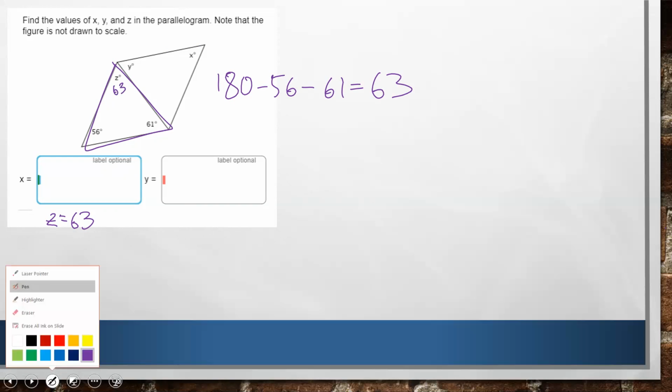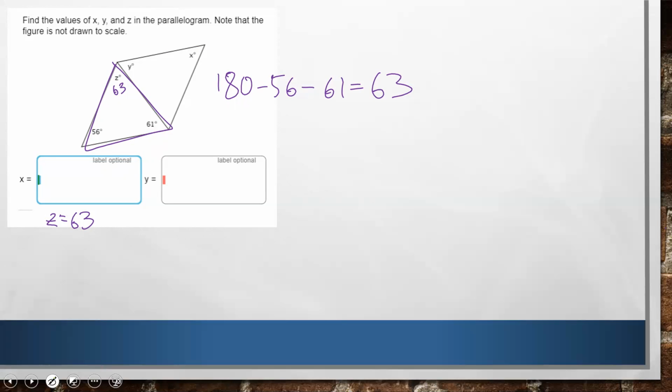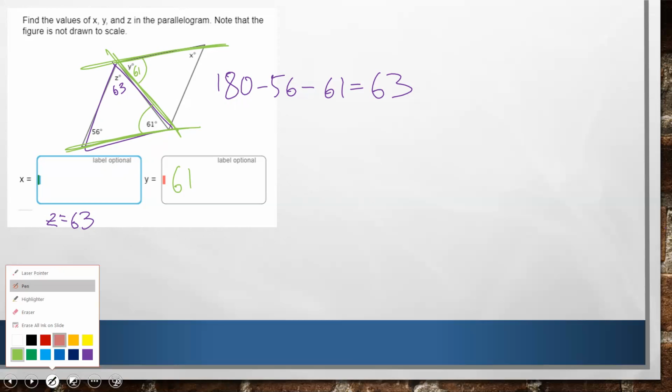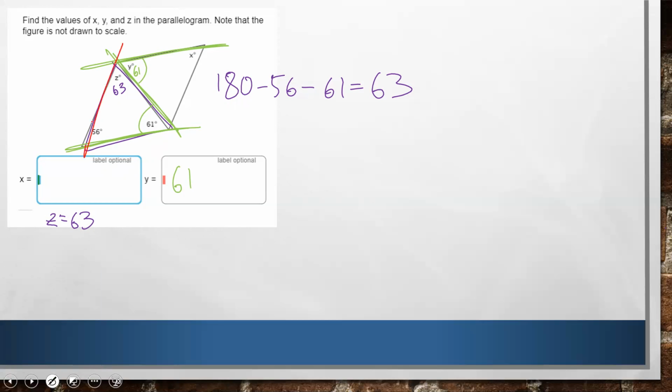I also know, by virtue of this being a parallelogram and this being a transversal through two parallel lines, that 61 and Y are congruent. So this is 61. Well, if this is 61 degrees and, by looking at these parallel lines and this transversal, I know this is 63 degrees. Well, then what do you think x is? 61 plus 63, we've already proved it needs 56 to make 180. So we'll just fill in the 56 just like over here. Yay.